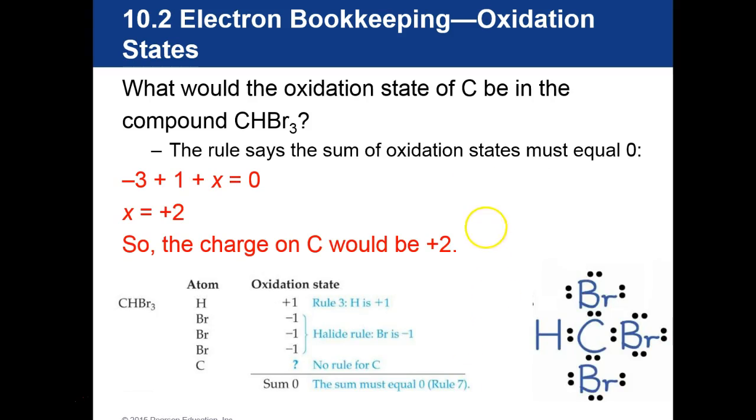Here's the next one that it kind of skipped over. What would the oxidation state of carbon be in the compound CHBr3? The rule says that the sum of oxidation states must equal 0. So we know that we have a -3 plus 1 plus x equals 0. If x equals +2, the charge of carbon would be +2. Here are the steps for that one.